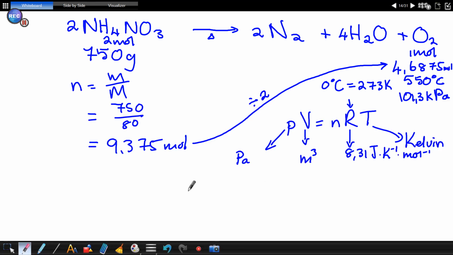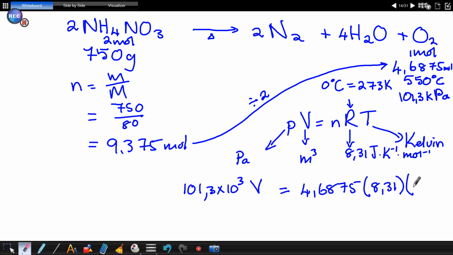So the pressure is 101.3 times 10 to the power 3 pascals. The volume is what we need to calculate. The moles we've got as 4.6875. The R is this 8.31. And the temperature is 550 plus the 273. What is the value of the volume that you get?